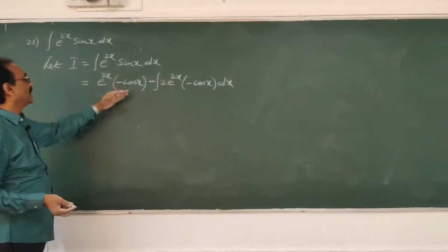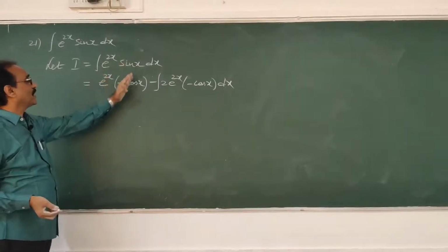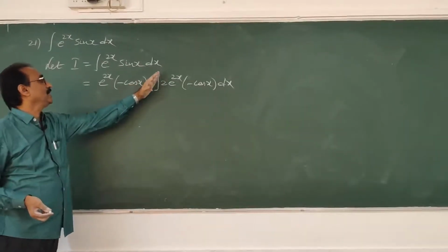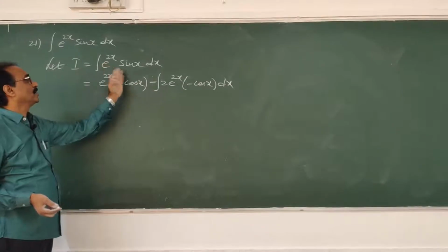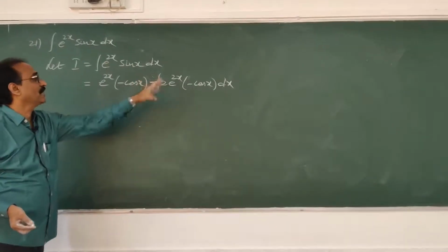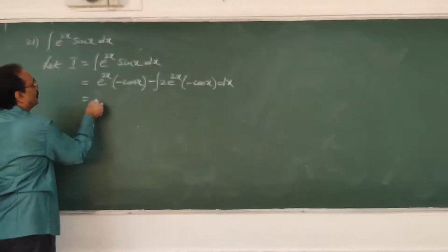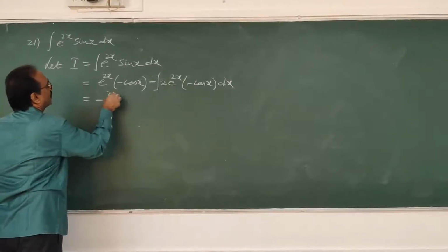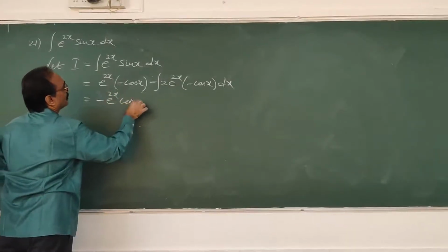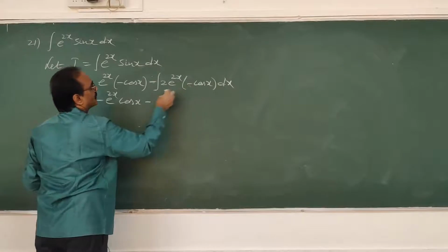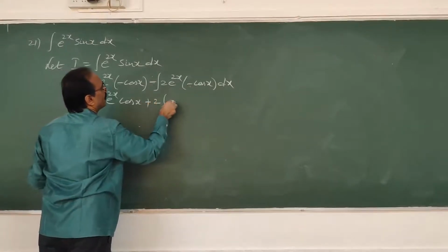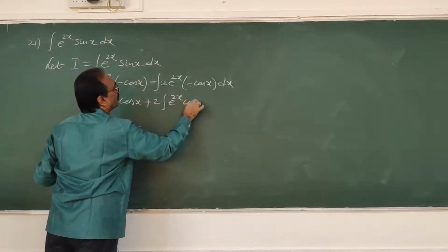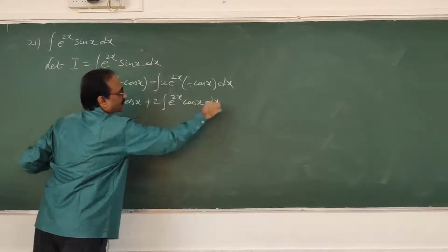So that's why directly I wrote first function into integral of second function minus integral derivative of e power 2x, 2 e power 2x, into integral of second function. Directly I wrote. Then how much are we going to get? e power 2x into minus cos x, minus into minus, plus 2 outside will come, e power 2x into cos x dx, which means again by parts.